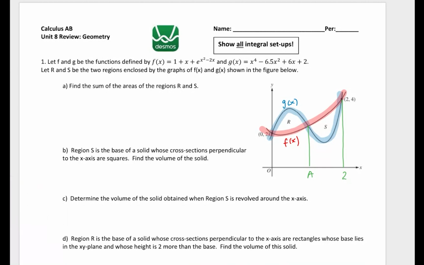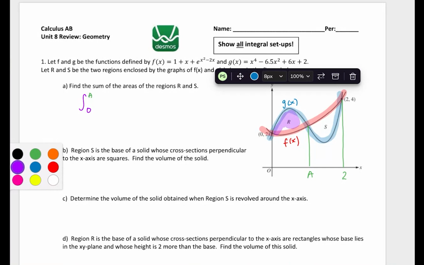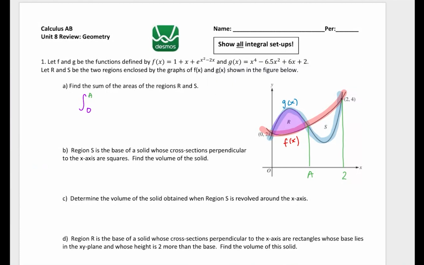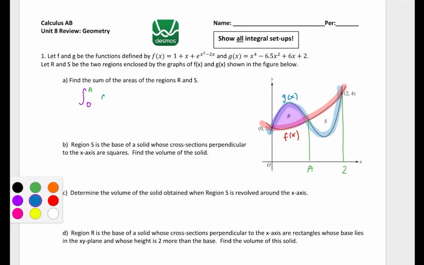So we've got the integral from 0 to A. This is going to be that first section. In other words, this is going to be this area in here. I'm going to try to color code everything here just to make it real obvious. And so the top function here is g, and the bottom function is f. So I'm going to say g minus f dx.